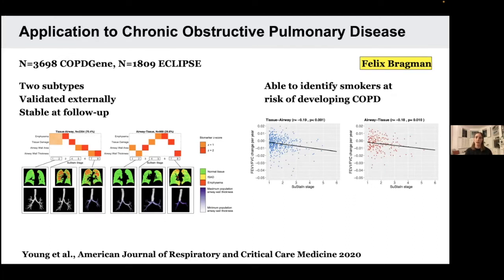And one of the interesting outcomes of this study was that we were able to identify a group of at-risk smokers that were actually 2.5 times more likely to progress to COPD at follow-up. So this demonstrates that SuStaIn might be useful for early stratification of lung disease.